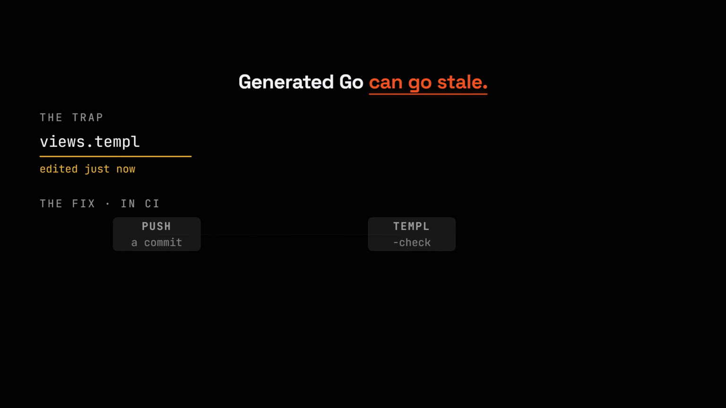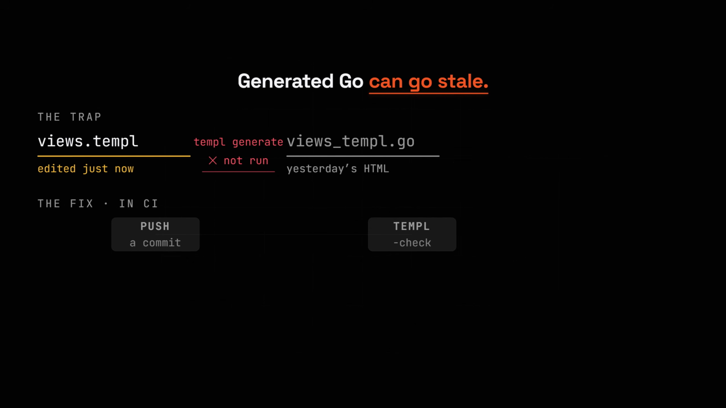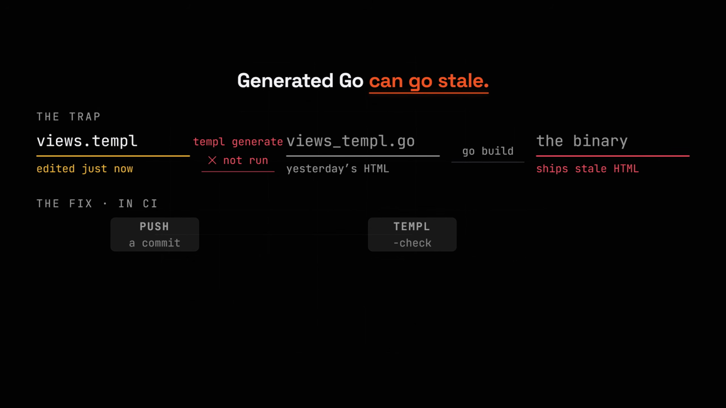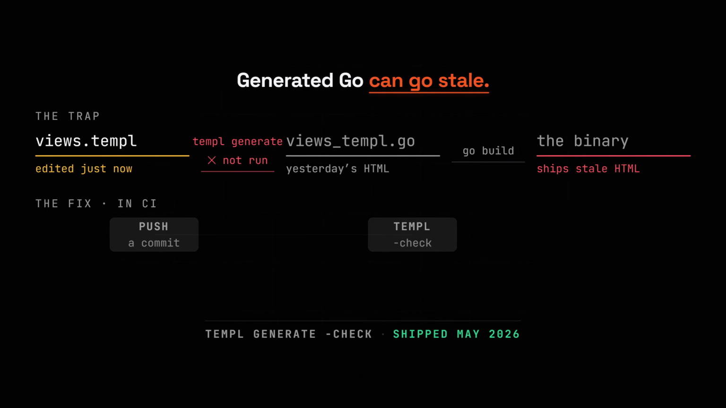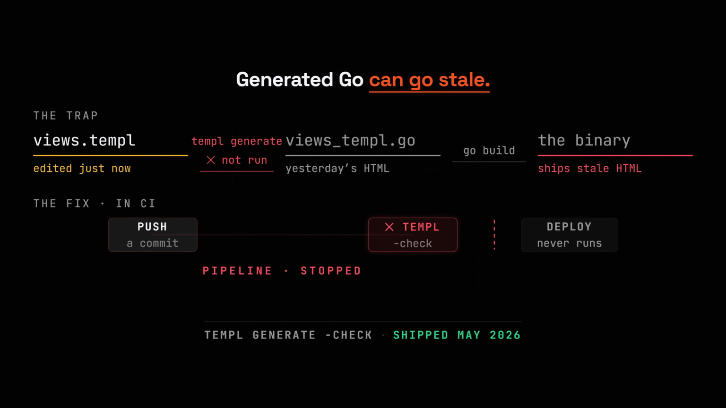One trap worth naming before you adopt this. Generated Go can go stale. You edit a Templ file, forget to regenerate, and build yesterday's HTML without noticing. Templ shipped a check flag in May 2026 for exactly that. Run it in CI, and a stale commit fails the pipeline.